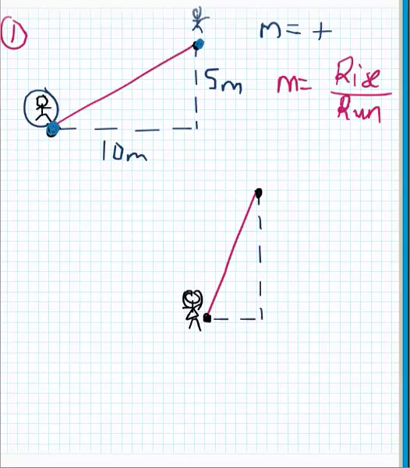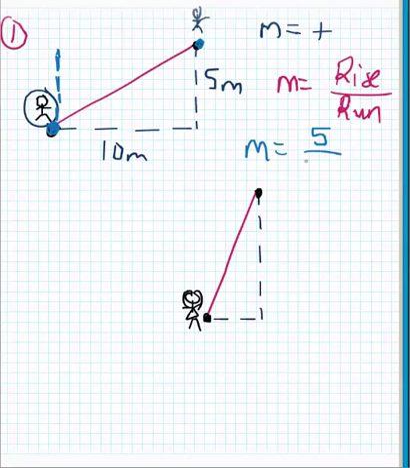So from this point, how high up are we going? 1, 2, 3. Okay? And if we look at the value here, we're going up 5 meters. So 1, 2, 3, 4, 5. And then that is what goes on top.